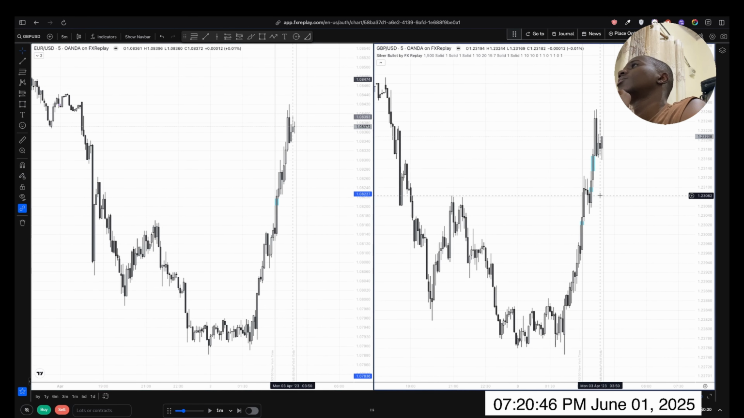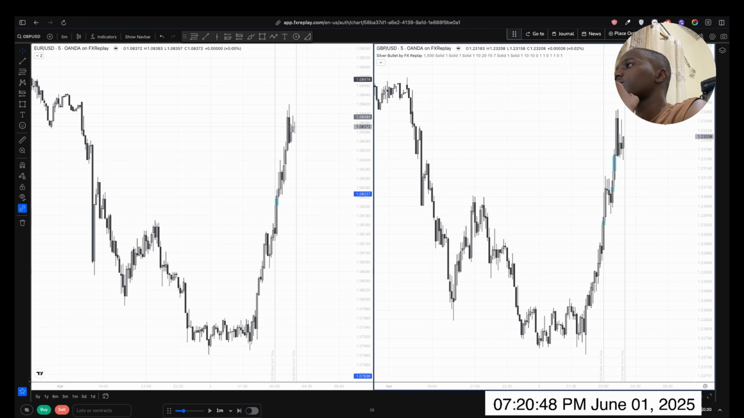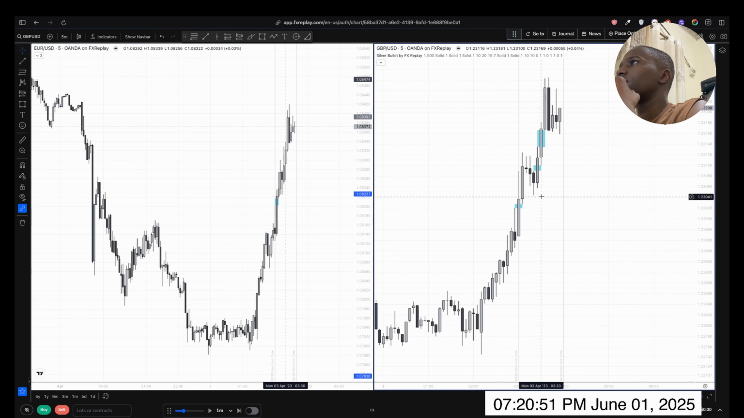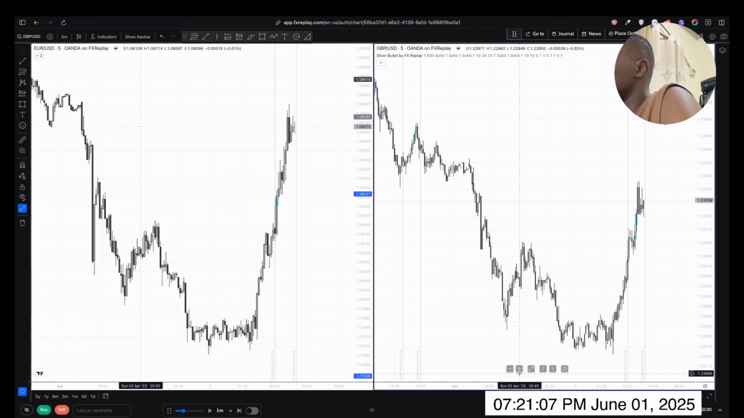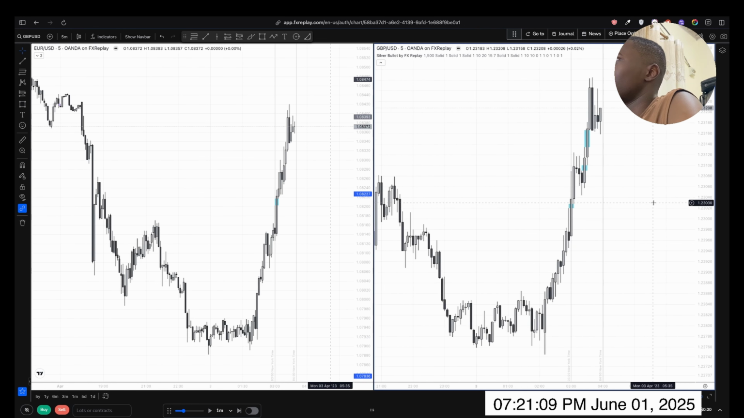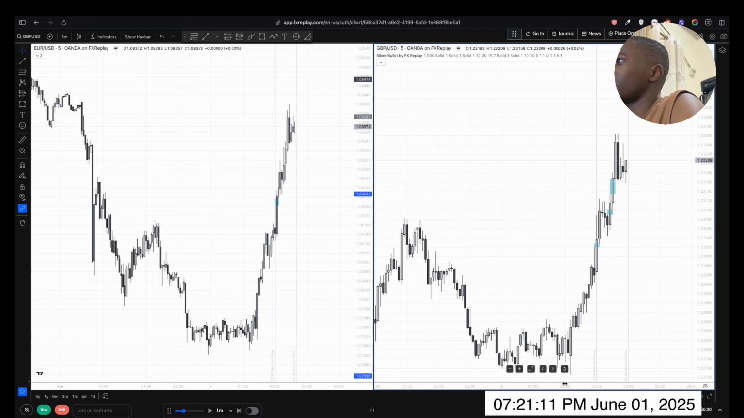So you can see on this pair right here on GU, we tested the gap a bit, this one right here, and we can maybe target some higher levels depending, like this one, this level right here. But let's see, since we didn't get some kind of structure shift or sweep, I highly doubt that will be a good entry.